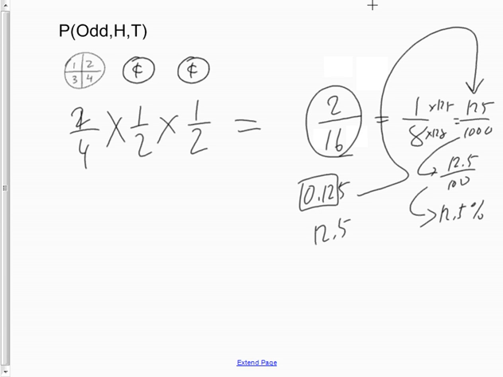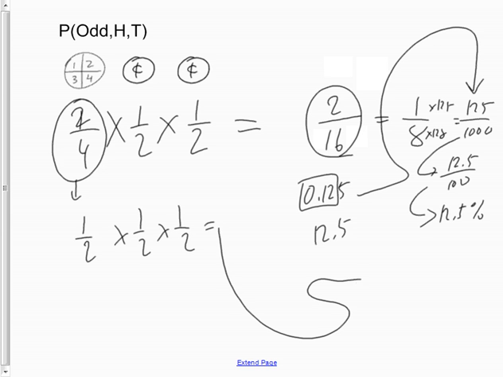Another way you could have done it is you could have reduced this one to lowest terms to start. You could have said 1 over 2 is the same thing. I got a 1 chance out of 2 of hitting an odd number and reduced it prior to product. And you would have gotten 1 out of 8, which is right here, and you would have got the same answer. So either way you do it, the probability of getting an odd, heads and tails is roughly 12.5% chance, or 13% if you want to round.